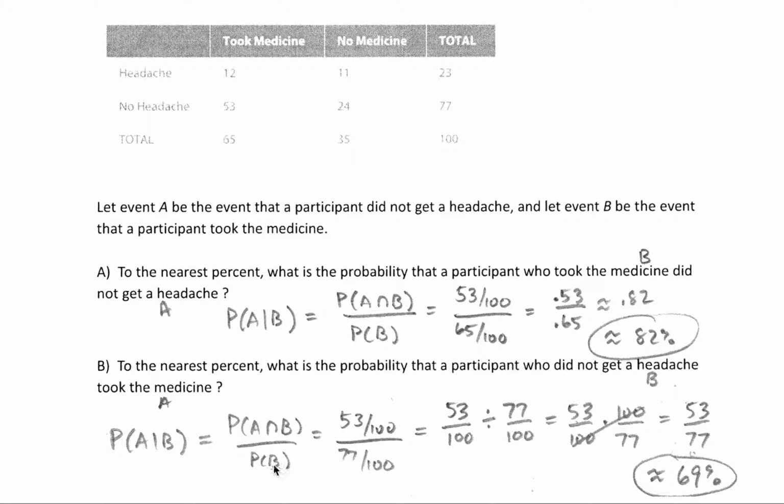And then second, what's the probability of our initial condition? How many people did not get a headache? No headache. We got a total of 77 people. So 77 out of 100 would be that probability.